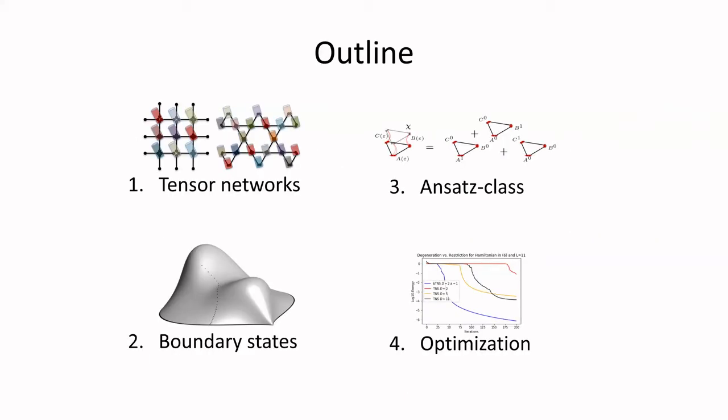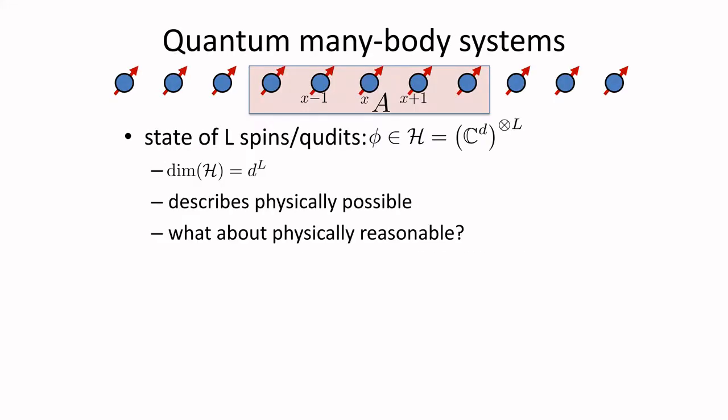So this is the plan for the next 30 minutes. I start out with some background in tensor networks, which will lead to the idea of boundary states, and then show you how to construct an ansatz class that captures these boundary states. And finally, I discuss how to optimize within this class and show you some numerical results. But let's start with the tensor network part.